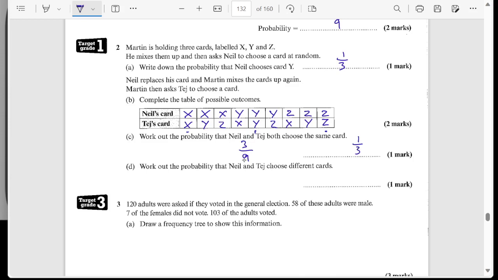Work out the probability that they choose different cards. Well, if the probability that they pick the same card is 1/3, the probability that they pick different cards is 2 out of 3.